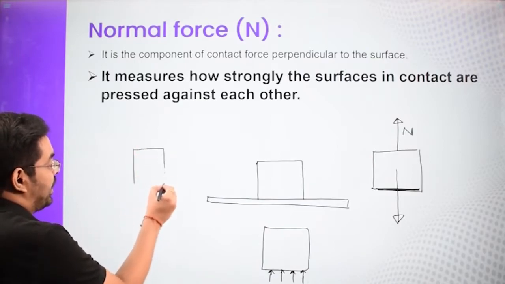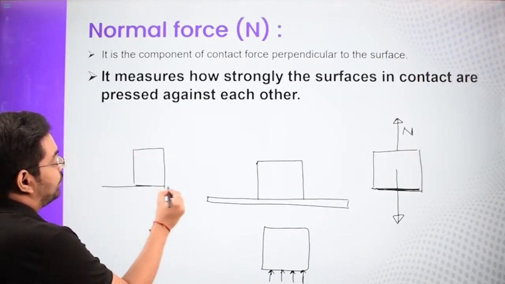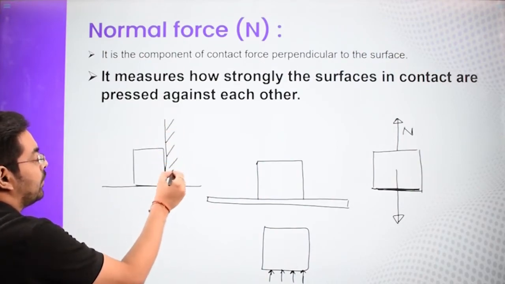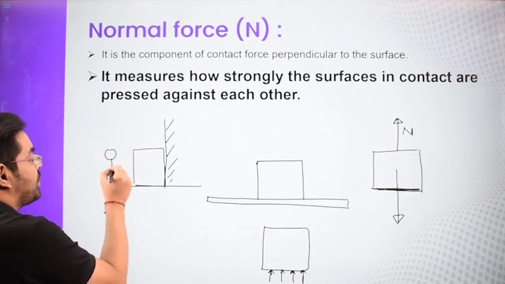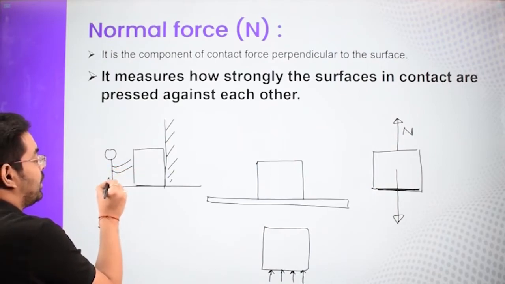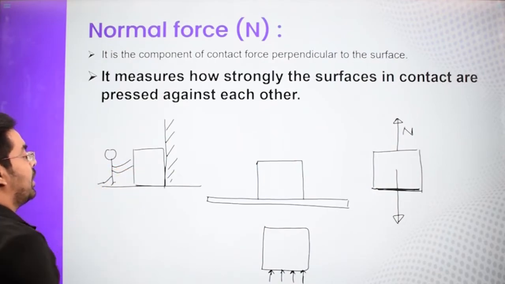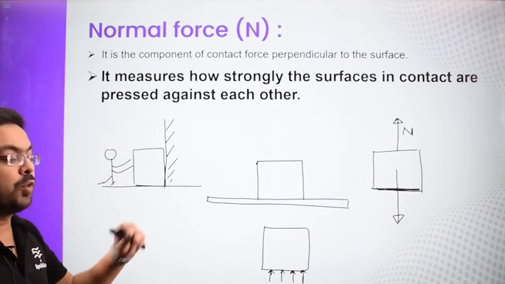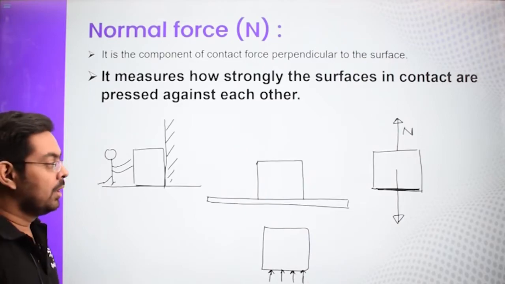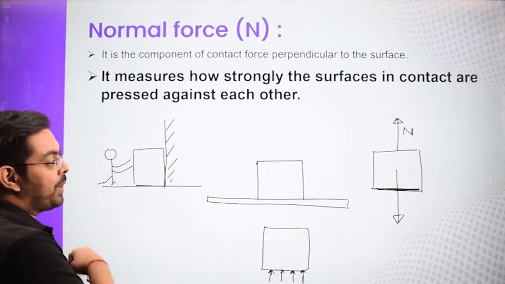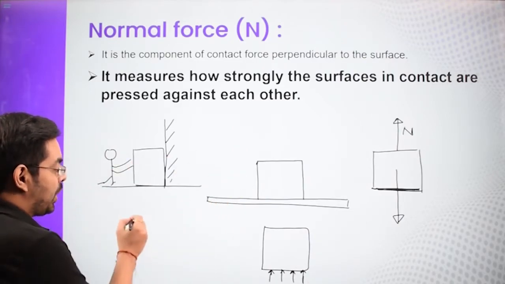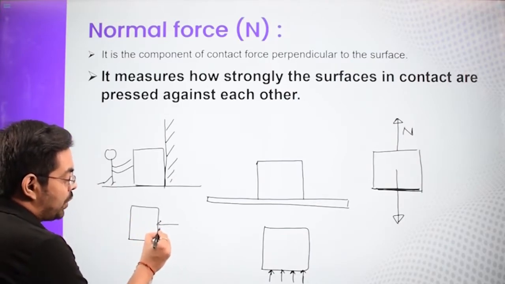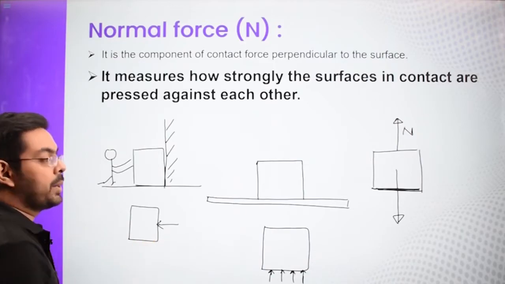Suppose there is a block, ठीक है, और यहां पे एक wall है, and there is a person who is trying to push, ठीक है, this block towards the wall. So this block cannot move forward. Why is that? Because the wall is stopping it from moving further. तो ऐसा क्यों हो रहा है? Because the wall is applying a force on this block perpendicular to its surface.